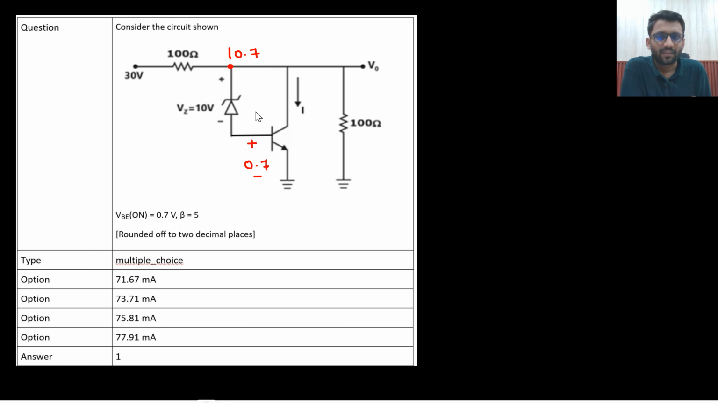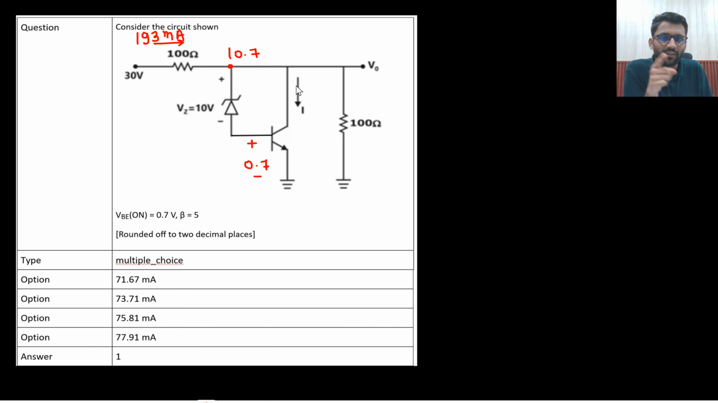How will you check? We will check if the current is flowing from N to P. If current is flowing from N to P, that means it is certainly going into breakdown. So 0.7 and then 10, this is 10.7. How much current is there? 30 minus 10.7, 19.3, divided by 100. So I can say 193 milliampere. Say yes or no, 193 milliampere.